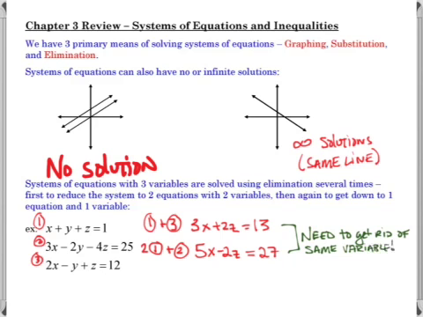And just to note that we need to get rid of the same variable both times. If I got rid of y one time and z another, that's not going to get me anywhere. But I add these up, and I get something with just x. So x has to equal 5, and now I use that to figure out what z is.